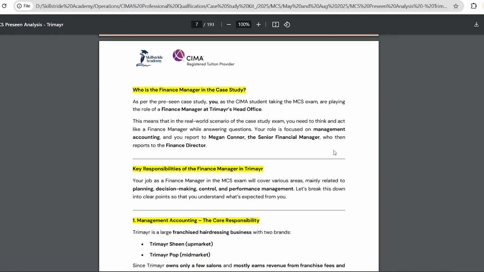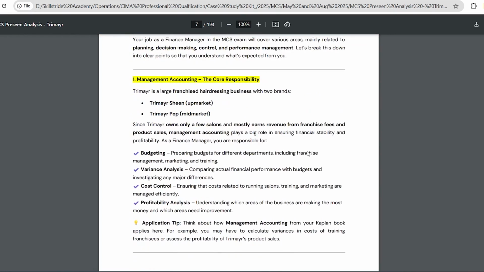Overall, if you look at the umbrella, all the activities connected to planning, decision making, control, and performance management come under management accounting. Let us break down the whole aspect of management accounting to understand your role and how you are expected to support Tremere at head office. Tremere is a franchised hairdressing business which has two brands, Tremere Sheen and Tremere Pop. So you are required to make sure that these franchises, these brands, are running profitably.